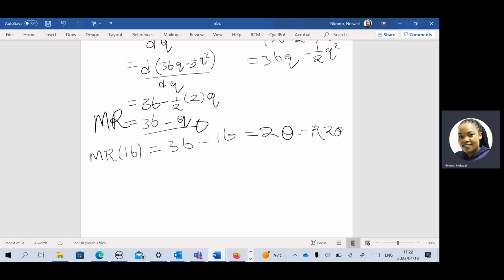This simply means the 17th unit to be sold will generate an income of 20 Rand. Meaning after you have sold the 16 units, if you sell one more unit, that one more unit will give you an income of 20 Rand. I hope that's clear. Okay, let's move on.